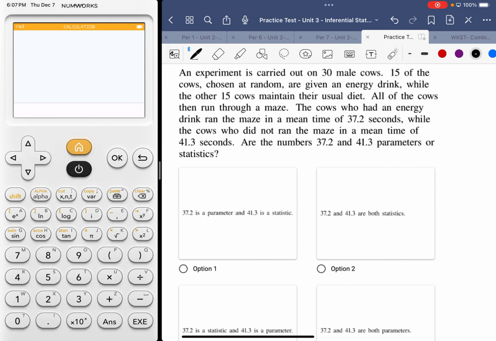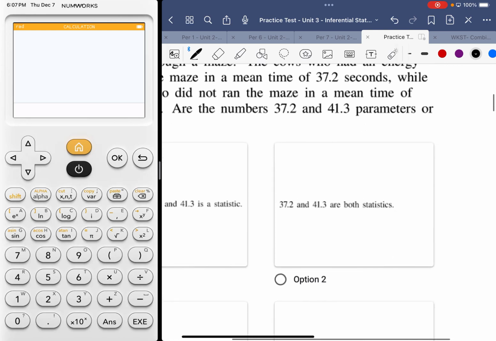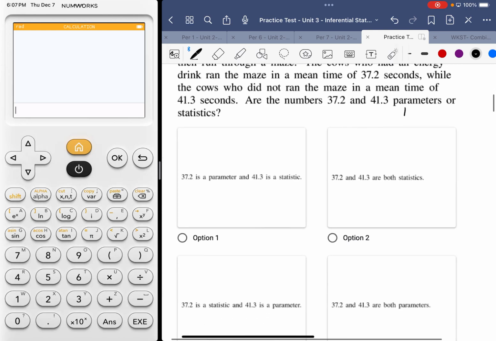All of the cows then run through a maze. The cows who had an energy drink ran the maze in a mean time of 37.2 seconds, while the cows who did not had a mean time of 41.3 seconds. So after all that, it's asking, are the numbers parameters or statistics? All right, so parameters apply to population.